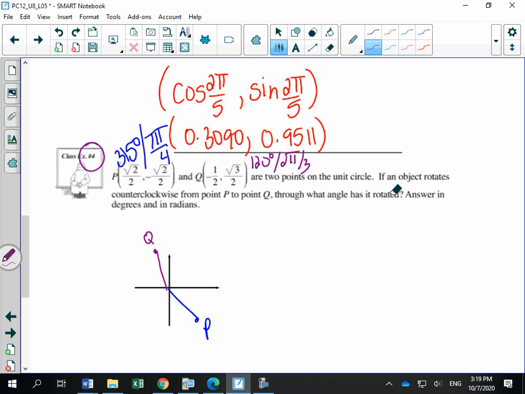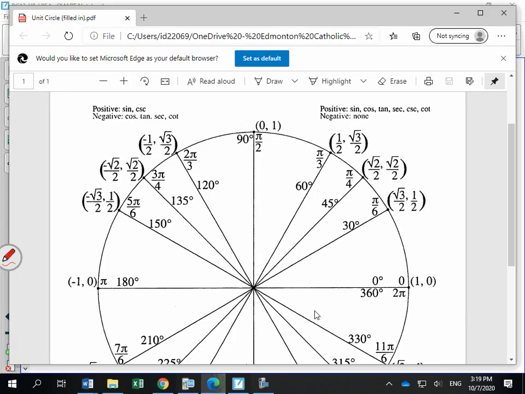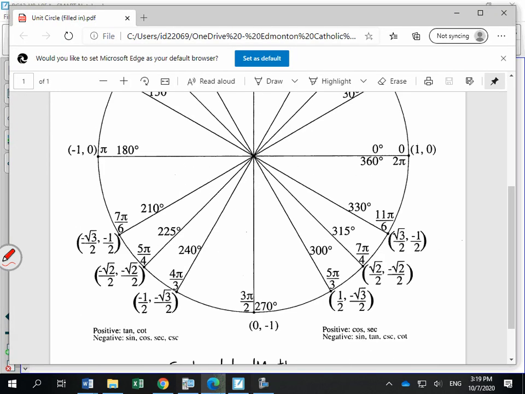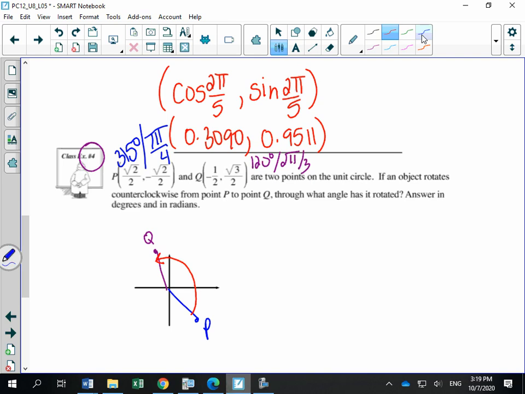Then it says, if an object rotates counterclockwise from point P to point Q. So you're going to take an object and you're going to go from point P to point Q. What it's saying is, what angle did I just rotate through? So we've got to figure out what this angle is, and that should be very easy. This is a 45-degree angle, right? So down here, this was a 45-degree angle. So from here to here, this is 45 degrees.